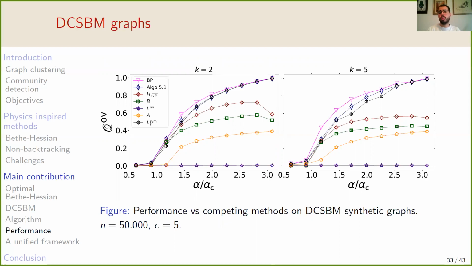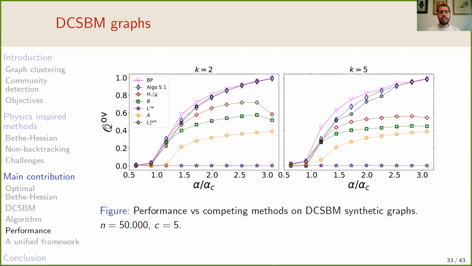On the left, we have 2 communities. On the right, we have 5. So starting from the bottom, we have some stars, which is the performance obtained by the random walk Laplacian, which is one of the first matrices I showed at the beginning as a typical choice of spectral clustering matrix, which performs very poorly on sparse graphs and is unsuited for this setting. And then we have in yellow the adjacency matrix A, which does not achieve the alpha c threshold as anticipated, but even when the overlap is non-zero, it is far from being optimal.